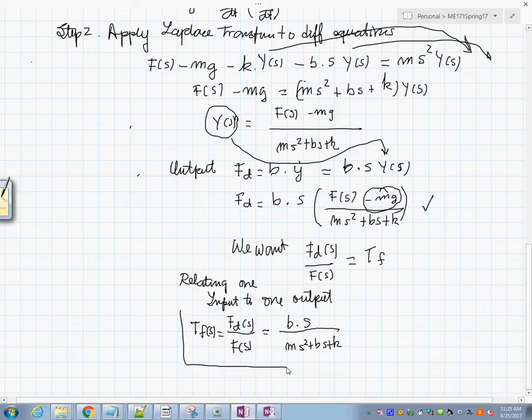See, using this equation in here and moving this to the other side like this, I obtain this equation. Yeah? So this is my transfer function. This is the transfer function.